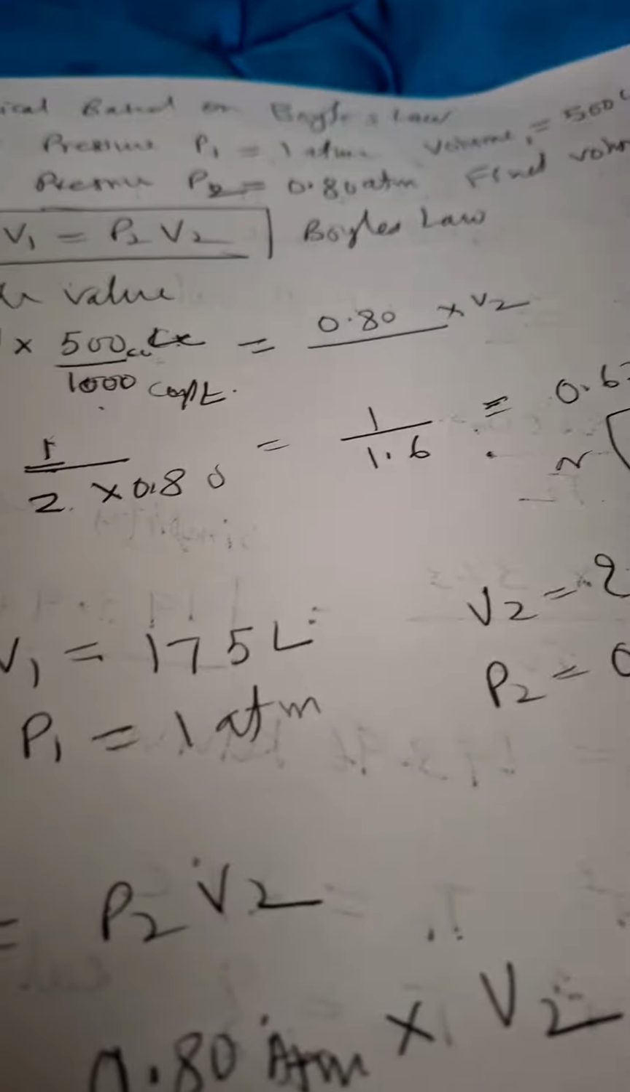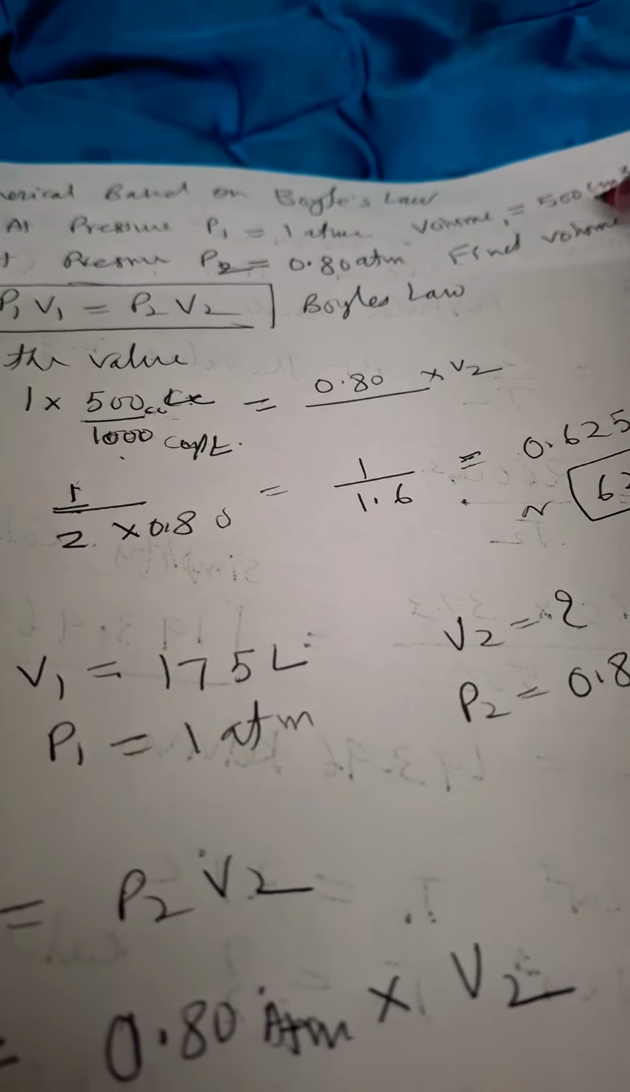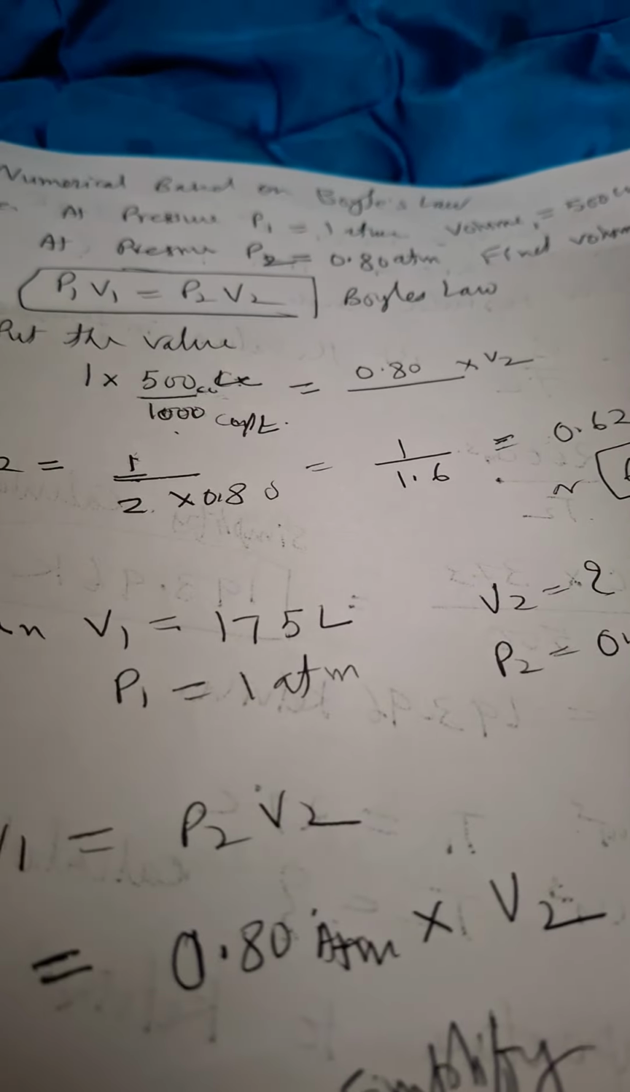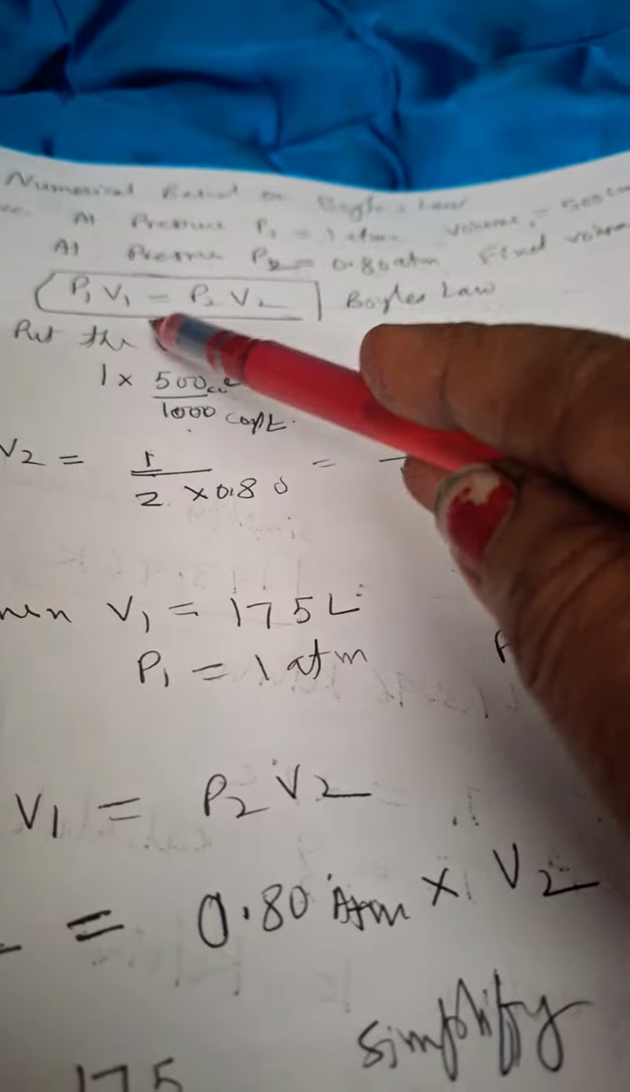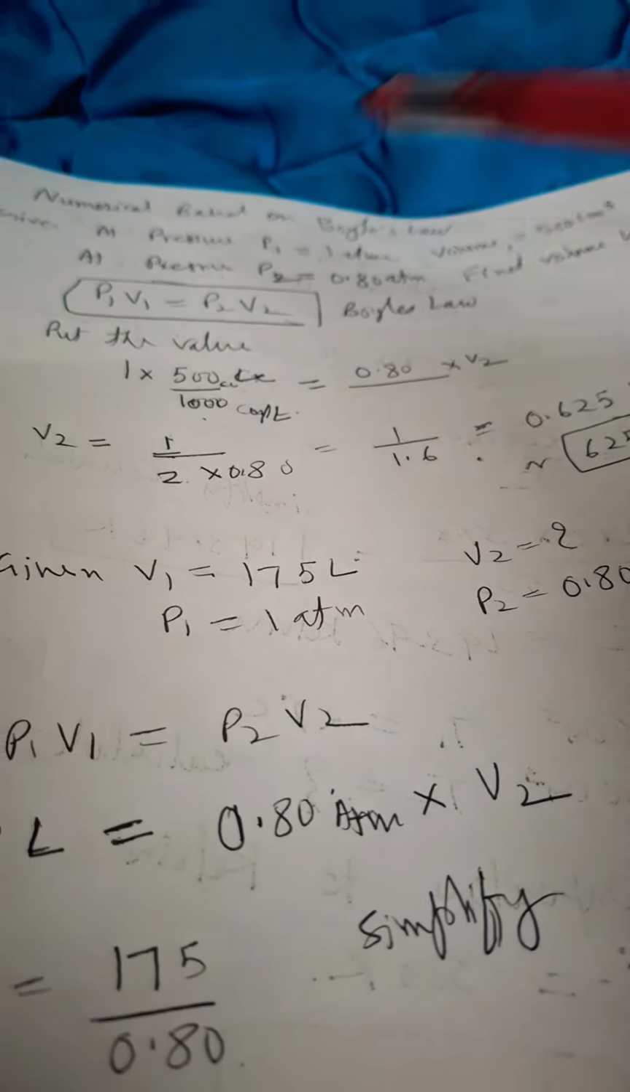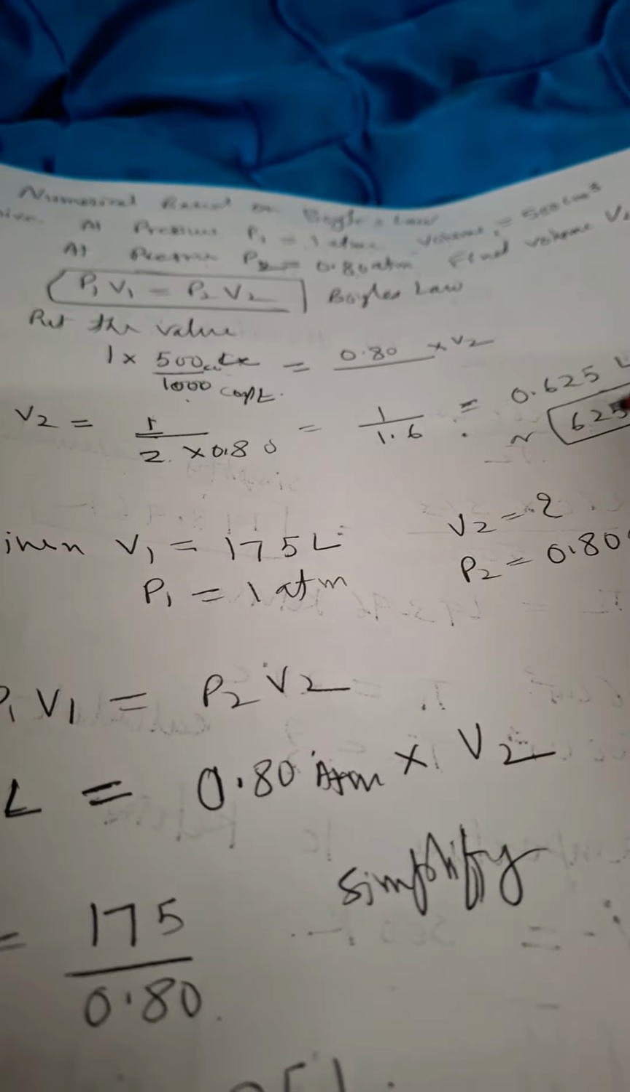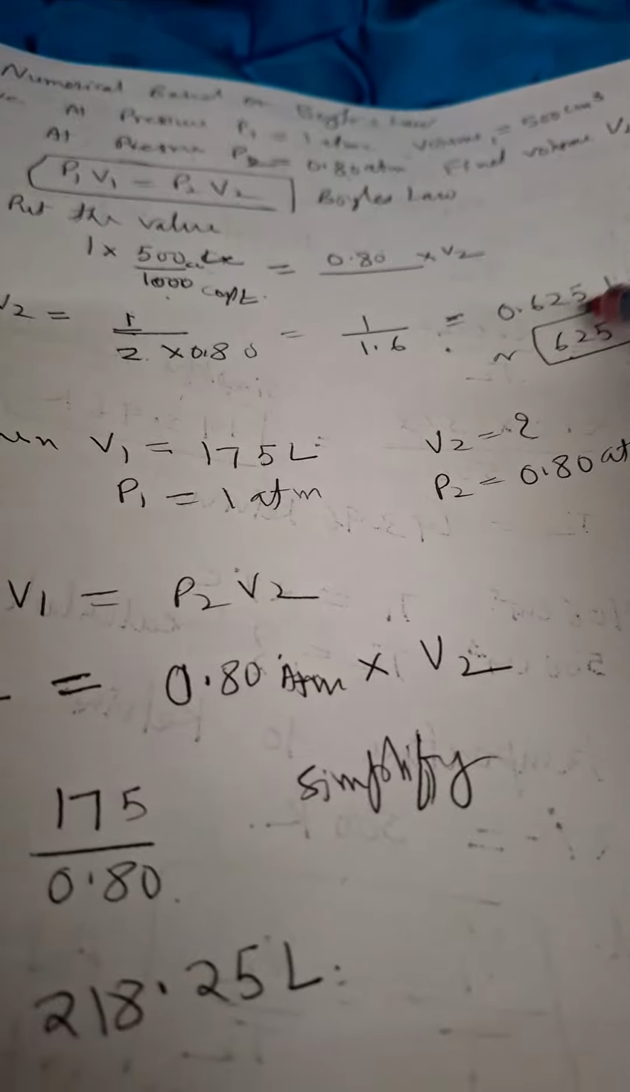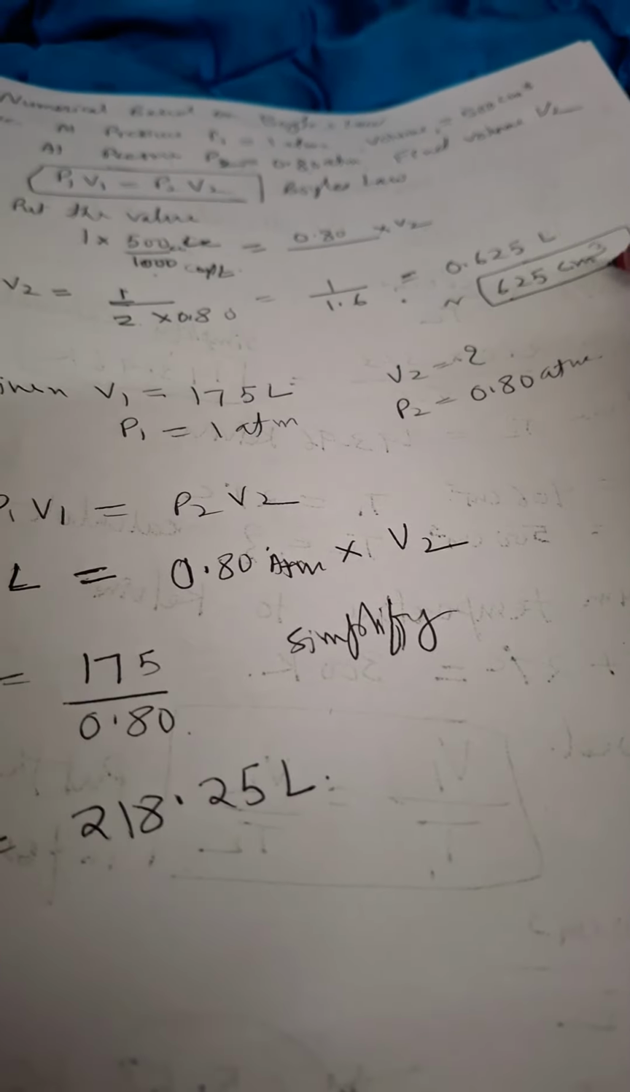See here, pressure is given, volume is given, P2 is given, V2 we have to find out. So from P1 V1 by P2, we put the values and we get the answer that V2 is equal to 0.625 liter or 625 centimeter cube.